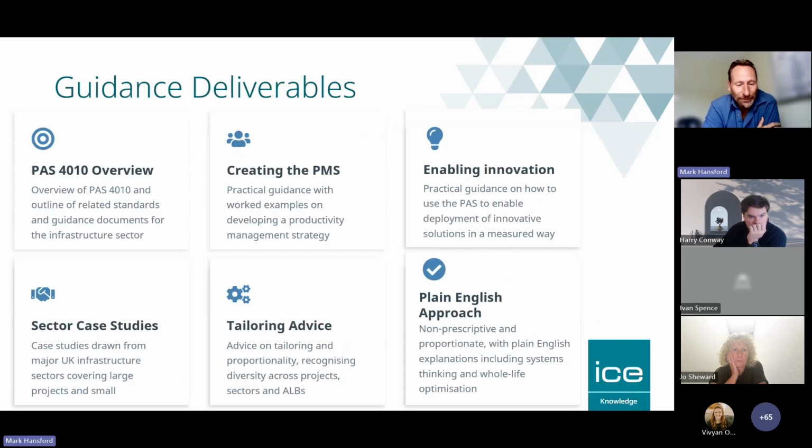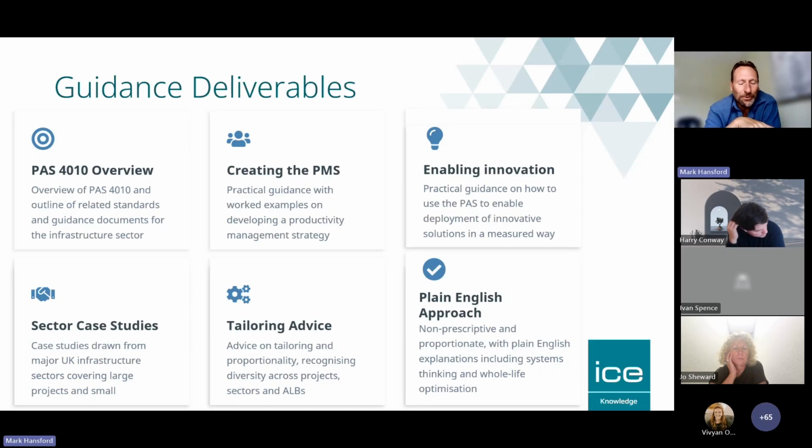So what is it going to do? It's going to do a few key things. As you'd expect, first of all, it's going to be hopefully a really clear, accessible overview of the standard itself, demystifying it, if you like, explaining the structure, the intent, the logic, and importantly, how it fits in with other standards out there and all the ISO information management standards, PAS 2080, the carbon one. It's there to really ground the standard in the existing landscape.